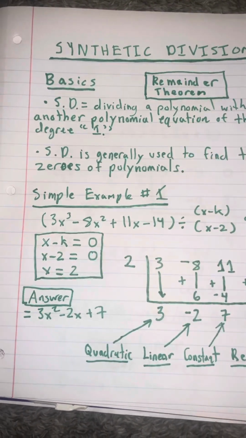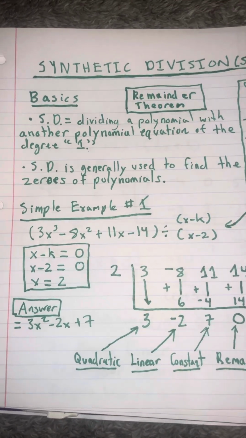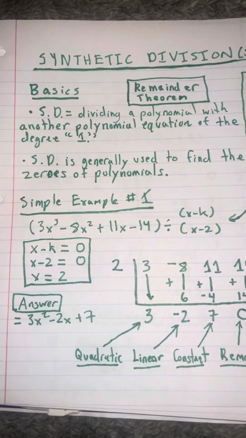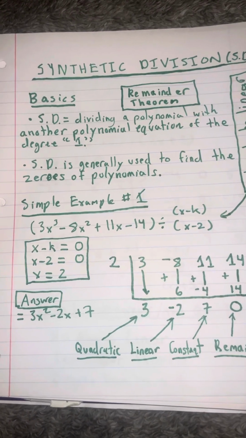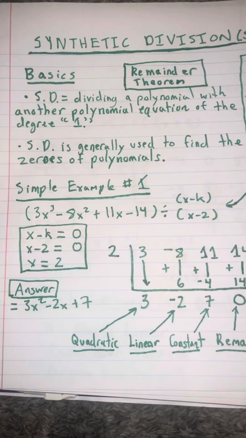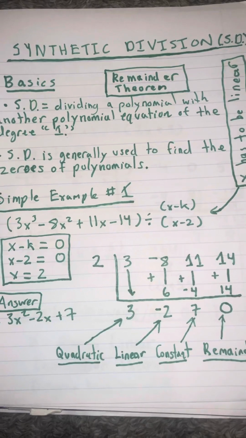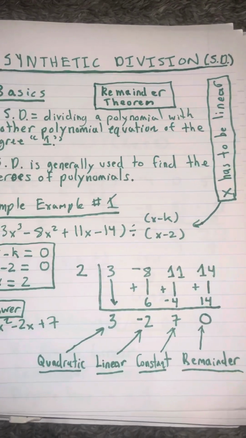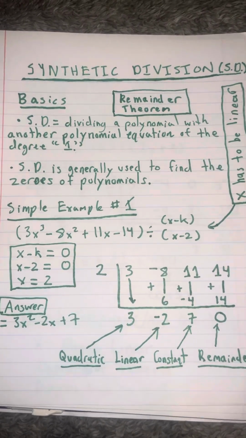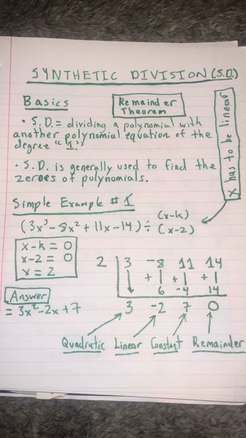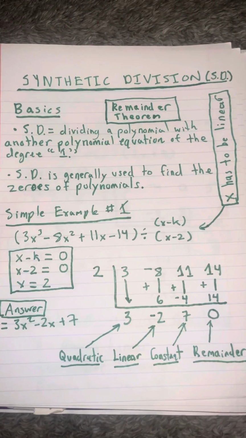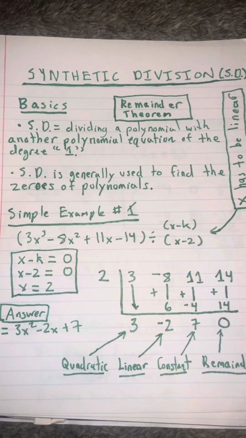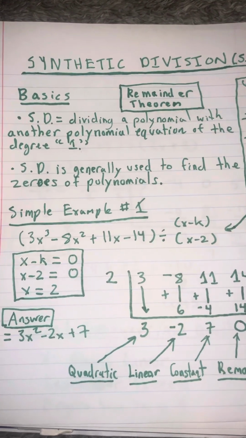So first off here, we just have a simple example problem. We have 3x to the third minus 8x squared plus 11x minus 14. And then it's being divided by x minus k, and x minus 2. So x has to be linear. This is going to be a rule throughout all of synthetic division. It just simply will not work if x is not linear. So we're going to break this down step by step.